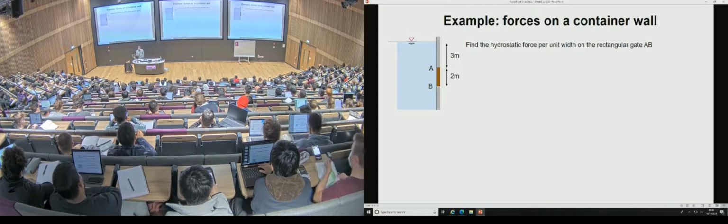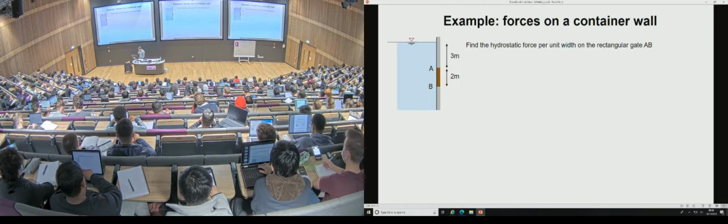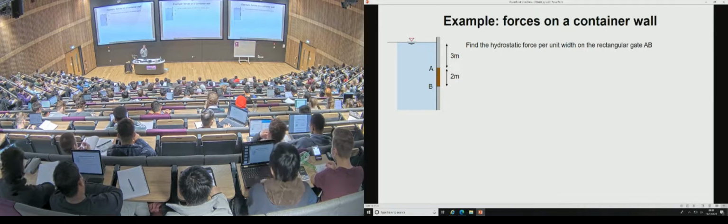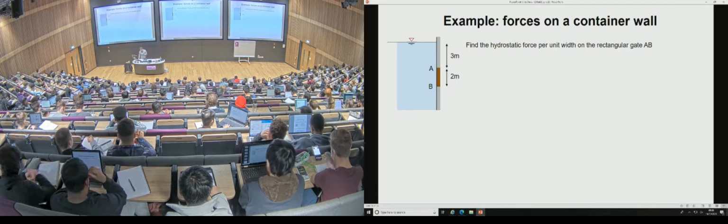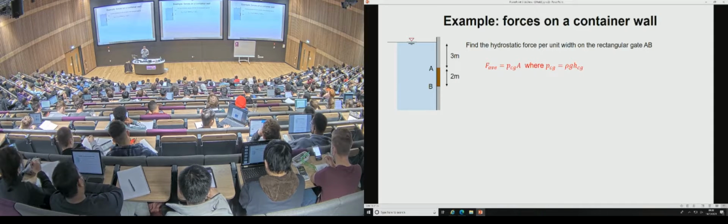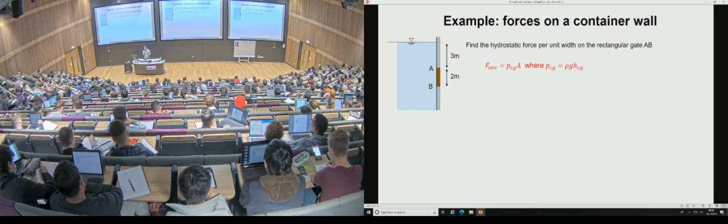Okay, so this is a question that's taken from your tutorial sheet. So this one's for free, if you like. This is tutorial sheet 2, question 5. It's saying, find the hydrostatic force per unit width on the rectangular gate AB. Using what we've just defined on the previous slide, our average force, the hydrostatic force, is the pressure at the center times the area of the gate.